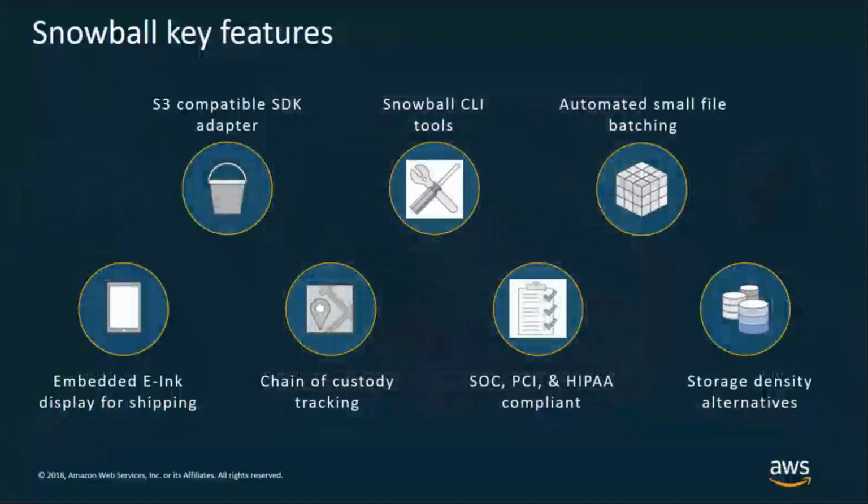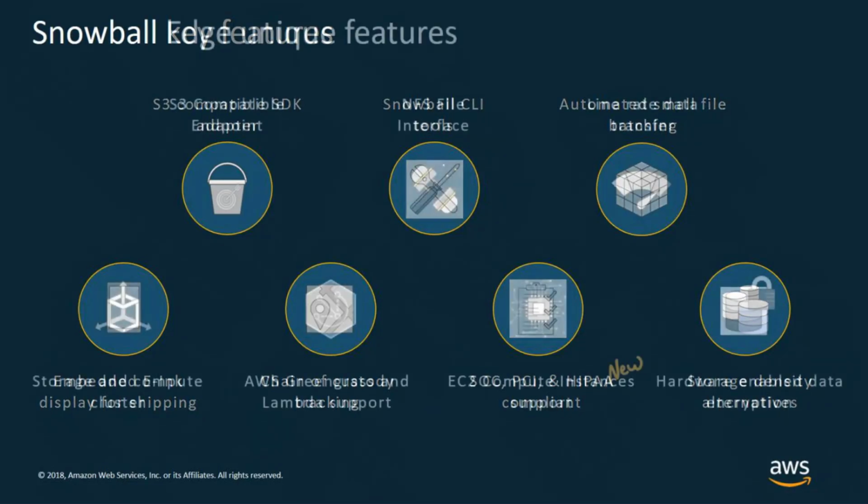Coming back to the question of which Snow platform to use, I'll highlight some other key features besides storage density that may come into play. For Snowball devices specifically, we have a few different methods for transferring data to the device, which include an S3 compatible adapter, as well as the Snowball command line interface, which includes key features such as automated batching for small files to increase throughput performance. Other notable features include chain of custody tracking to always know where your particular Snowball device is physically located, as well as compliance certifications, which may come into scope depending on the data you may be importing.